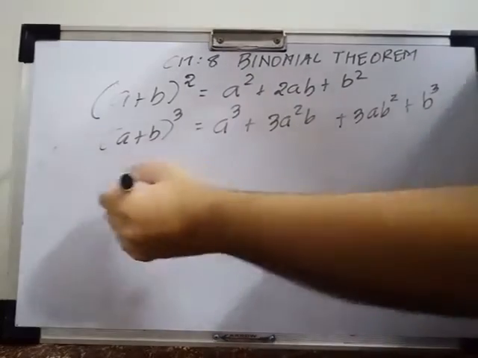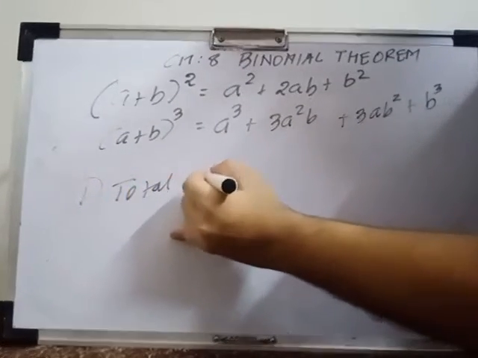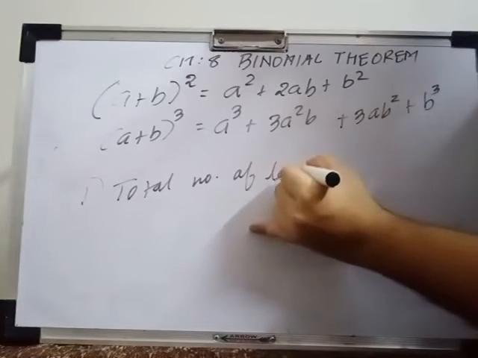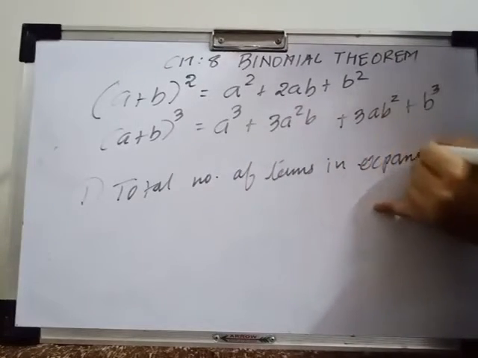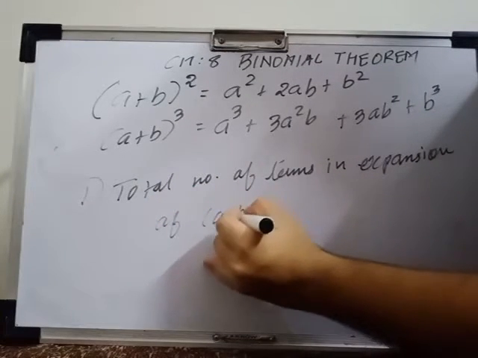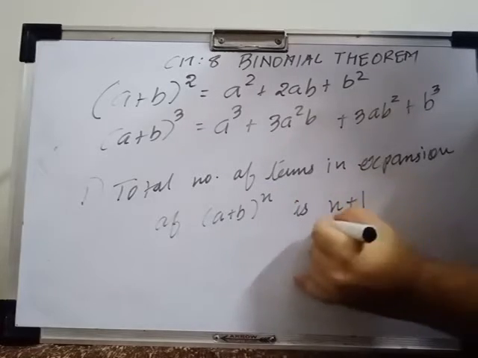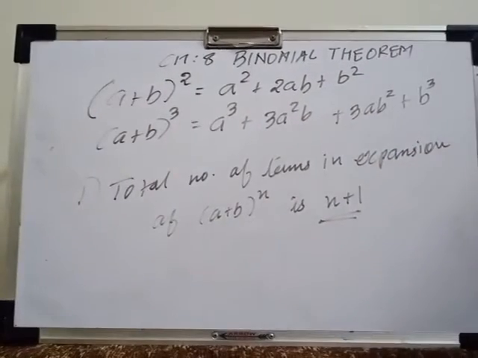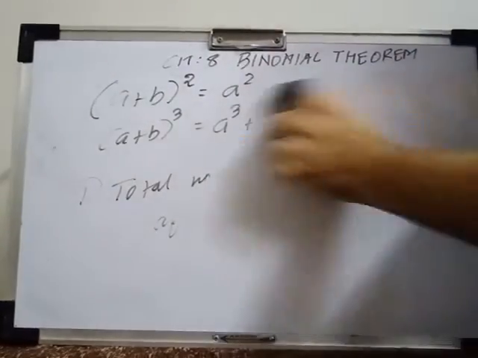This gives me the first conclusion that the total number of terms in the expansion of a plus b raised to n is n plus 1. This is our first conclusion, right? Let's understand the second conclusion.